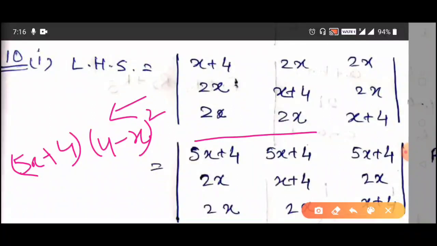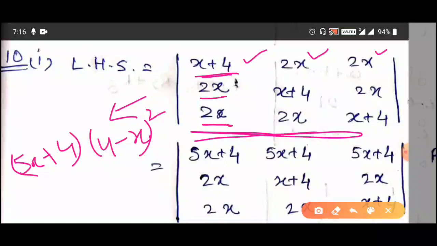See here in this determinant, in every column the elements are the same, 2x and x plus 4. Only the position of the elements is different. Here we have x plus 4, 2x, 2x. In this column also we have 2x, 2x, x plus 4. In the third column also we have 2x, 2x, x plus 4. Only the order of the elements is different.